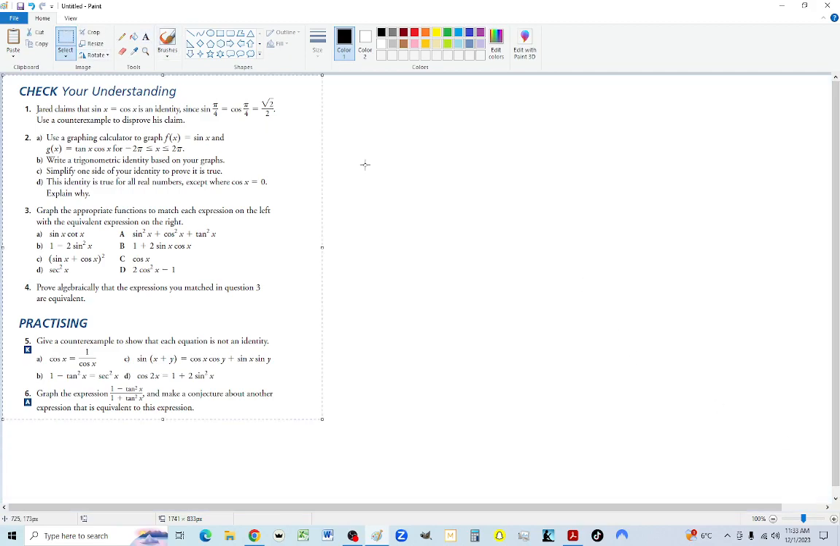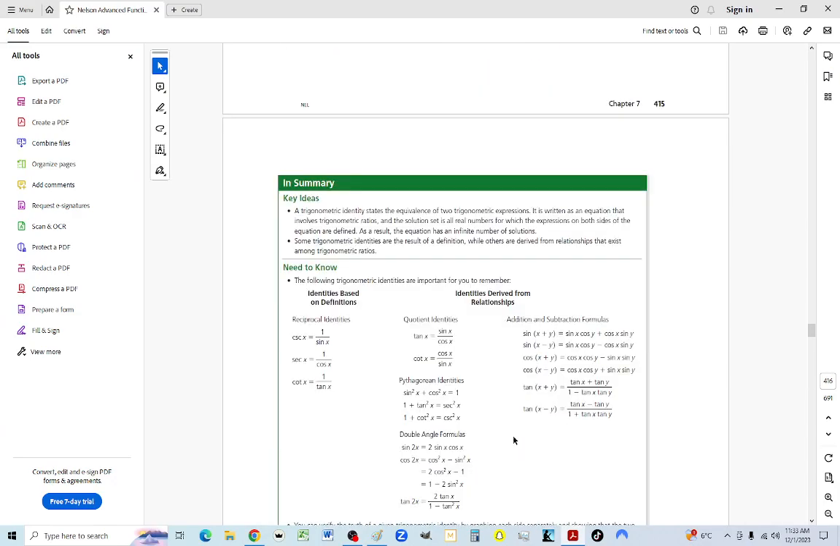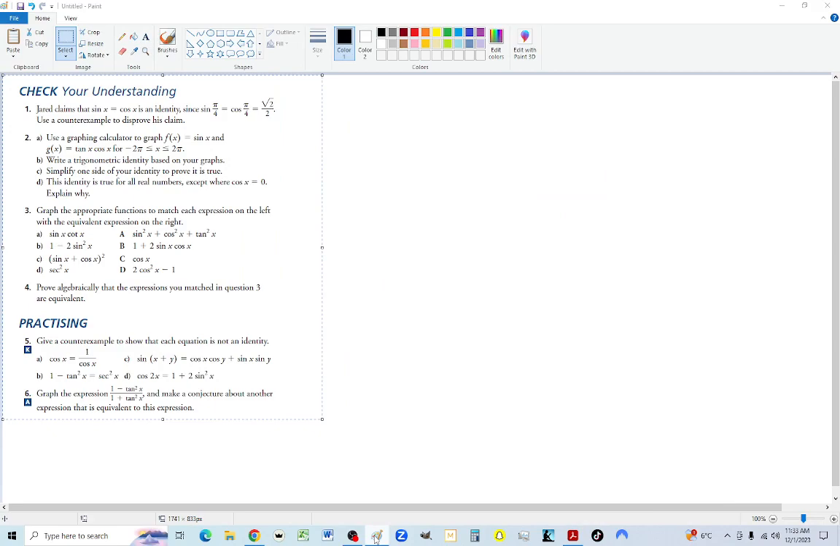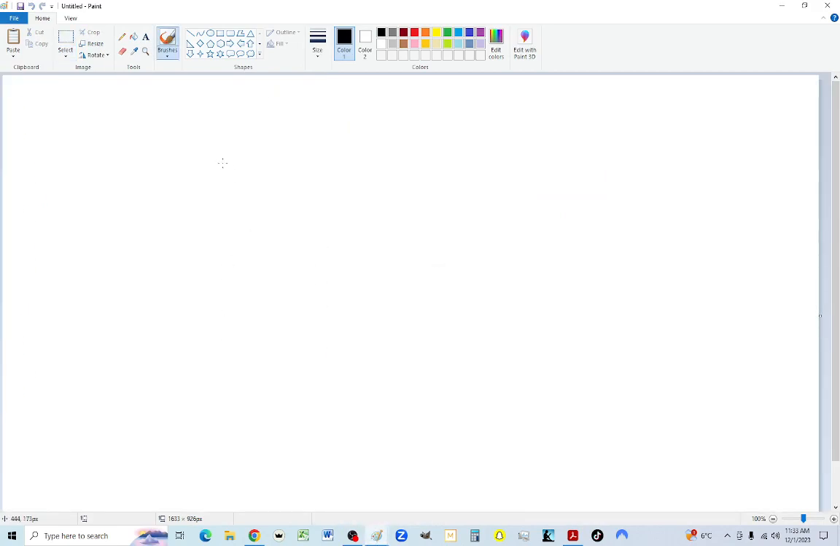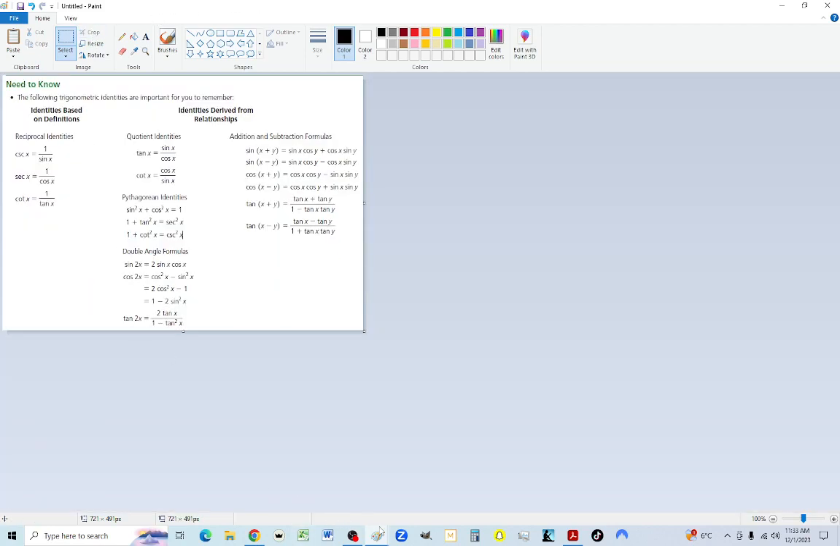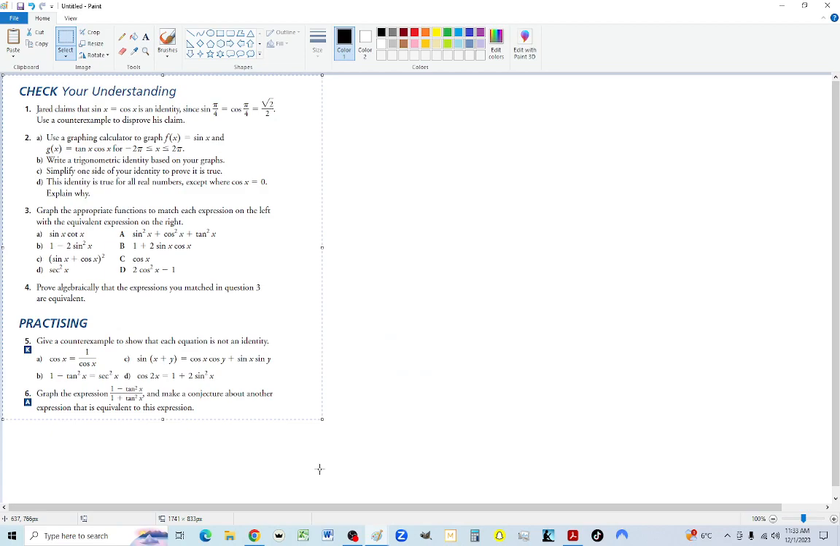So the first thing you always want to do is take a picture of your identities and keep them handy, because you will always be referring to them. So I'm going to keep them maybe on a separate page here and just grab them as I need them. But you will always need to know these identities and to use them. So we'll keep them handy, and we're going to go back to the questions.